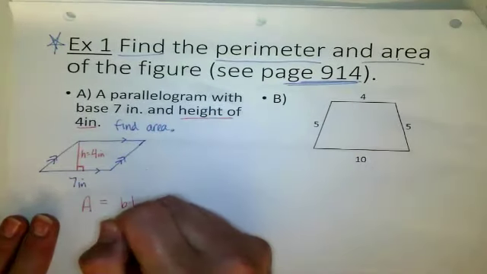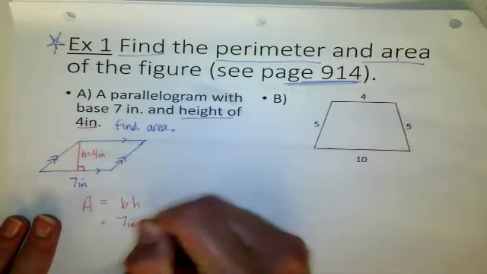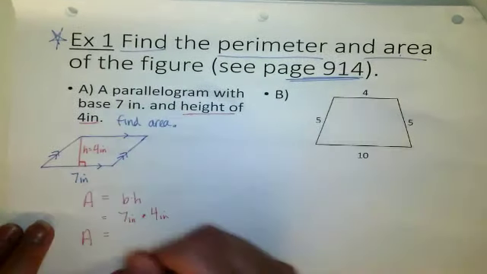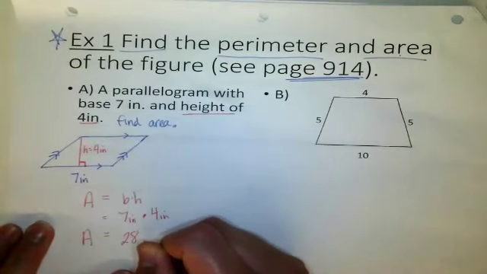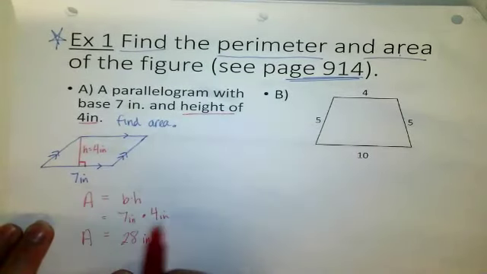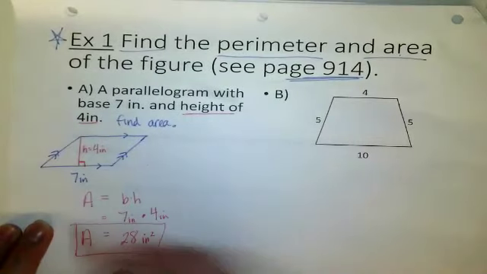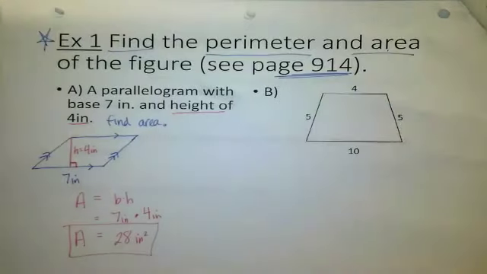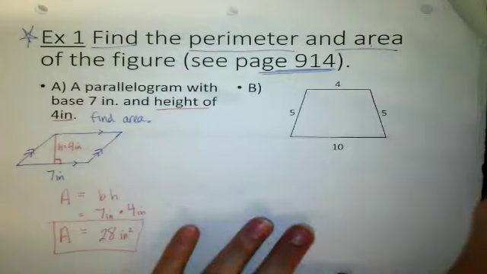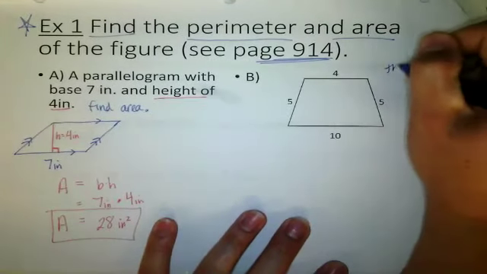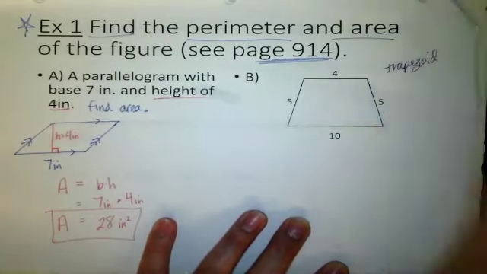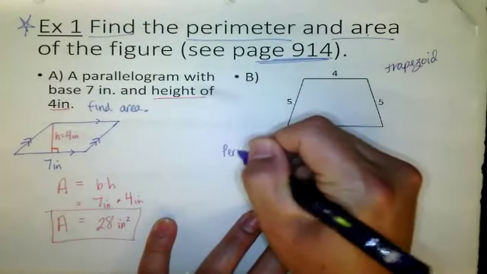So the base is 7 inches and the height is 4 inches. And so what is the area of this parallelogram? 28. What are the units? Inches squared. Very good, because inches times inches is inches squared. Okay. Excellent. Now, letter B is much harder. And I'm throwing in a whole lot of information here. What is this shape called? Trapezoid. Good. All right, it is a trapezoid. And the first thing we're going to find is the perimeter. What is perimeter?